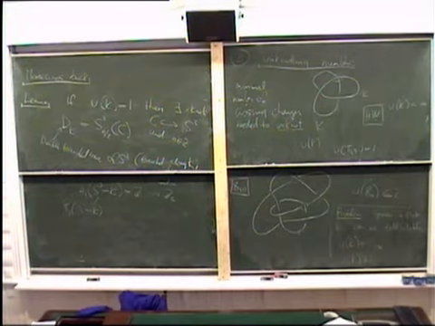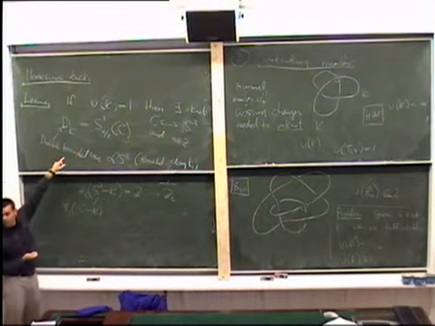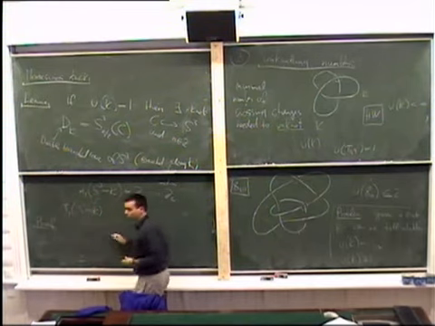And the claim is that if u(K) is 1, then in fact this double branched cover can be given as a surgery along some other knot C. Why is that? Here we can look into this operation of unknotting.